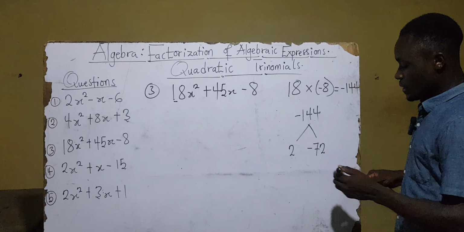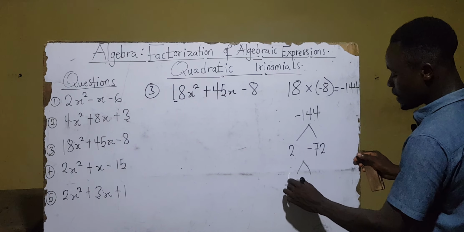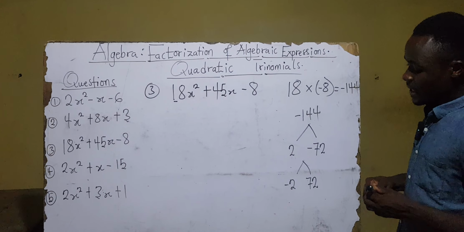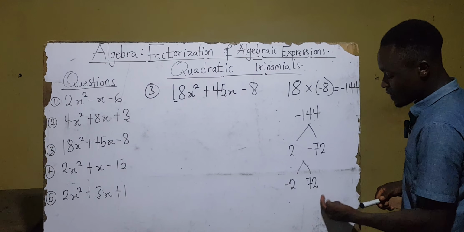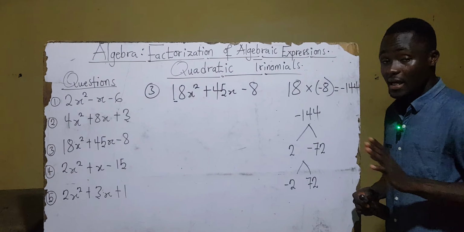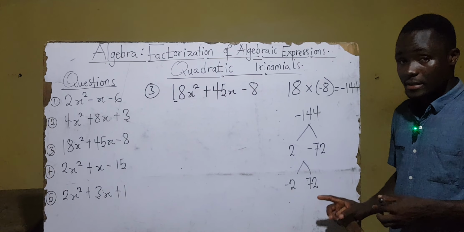In the same manner, I can have negative 2 and positive 72. If I multiply negative 2 and positive 72, I will definitely get what I have here. Have it in mind that there is a negative sign here. That is why one of them is negated. Are you clear with that?